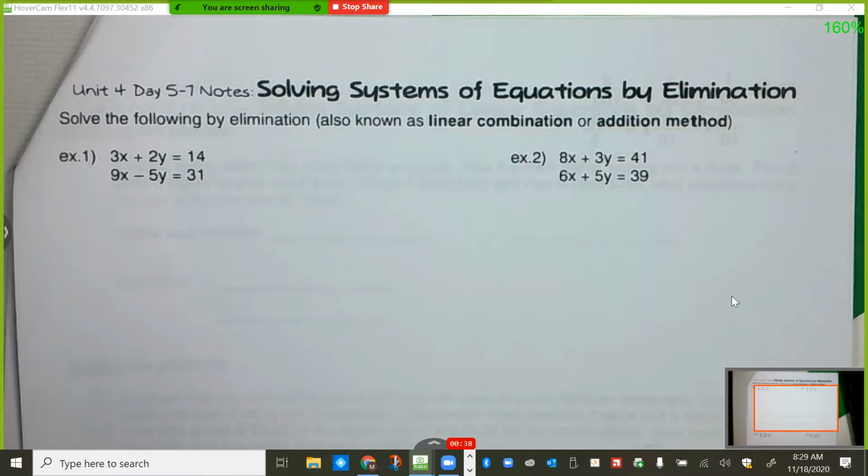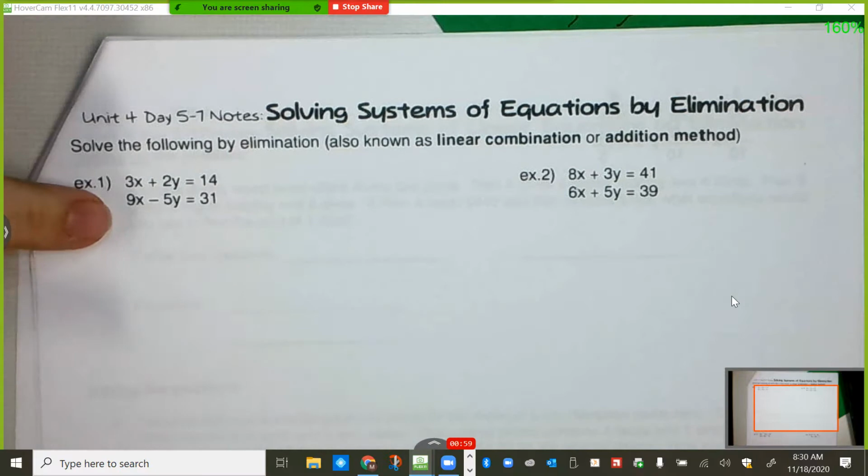Substitution. When is substitution the best to use? So they can be in standard form. Wouldn't it be nice to have one in standard form and one in slope-intercept form? You want a letter by itself. So anytime you have a coefficient of 1 or a letter alone, that's the best time to use substitution, right? Now, look at this problem.